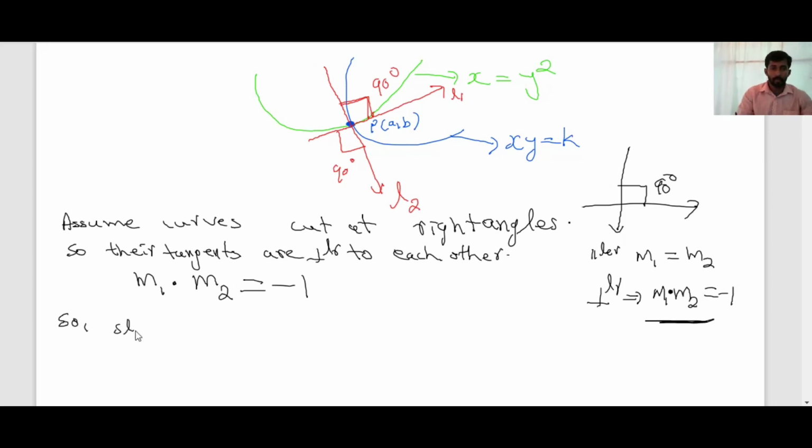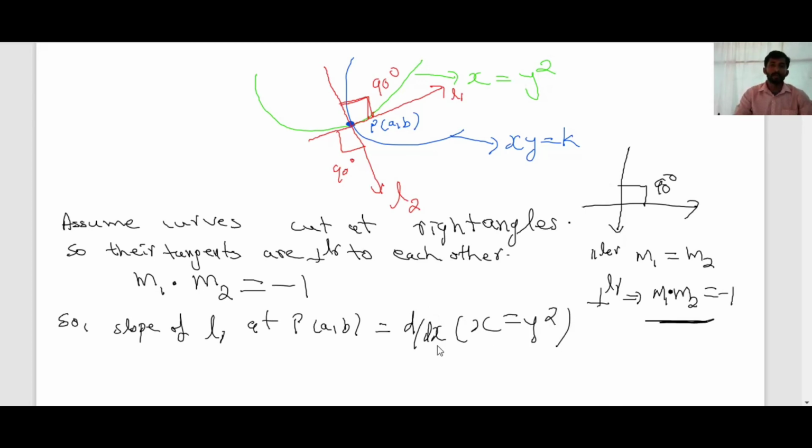So the slope of line L1, that is the tangent at P of A comma B, is equal to d by dx of the curve x equal to y square. Okay, this is the meaning of the slope, right? If you draw a tangent, then the slope is given by differentiation of the curve at that particular point. Clear? See, once again, you are calculating the slope of the tangent L1 that is drawn to the curve x equal to y square.